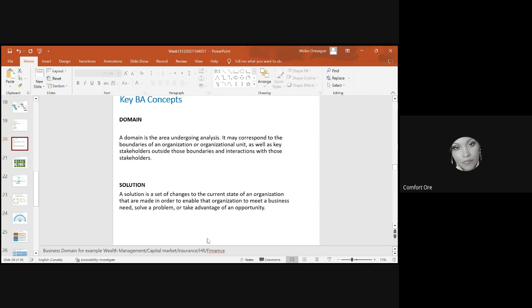So domain is the problem, the issue. Problem area, yeah. Domain is a problem area, where you're focusing on. Solution is what you're proffering to improve the process. It could improve the process. It could change the process entirely, right? It will solve the problem, or it could take advantage of a certain opportunity.